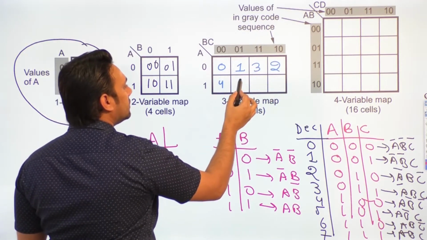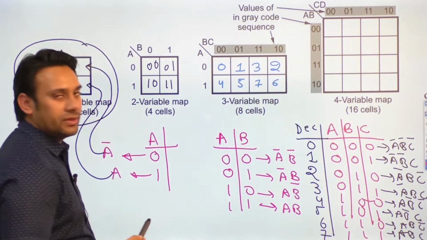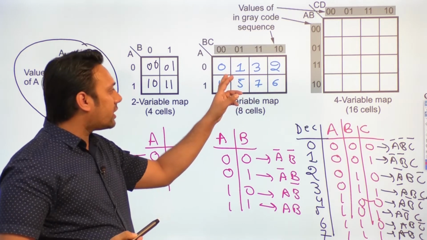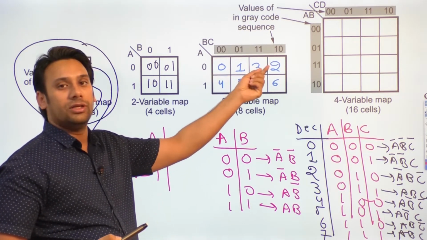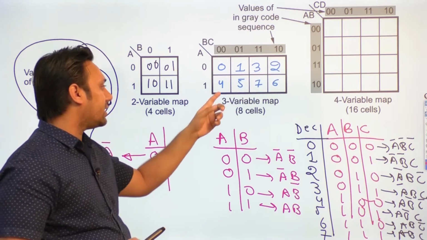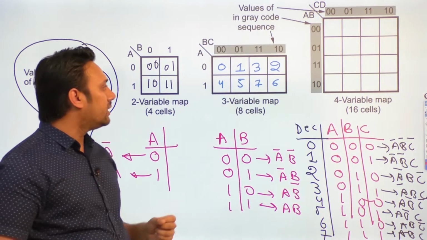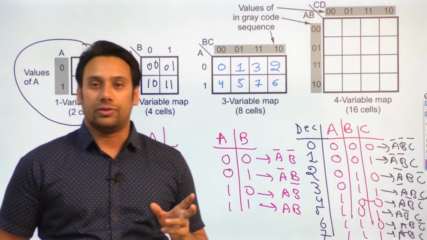This is 4, this is 5, this is 6, and this is 7. Okay. Now why do I not have 0 1 2 3, but instead have 0 1 3 2? Why is it like this? And here also we have 4 5 7 6. We do not have 6 7. The reason is the K-map uses gray code.